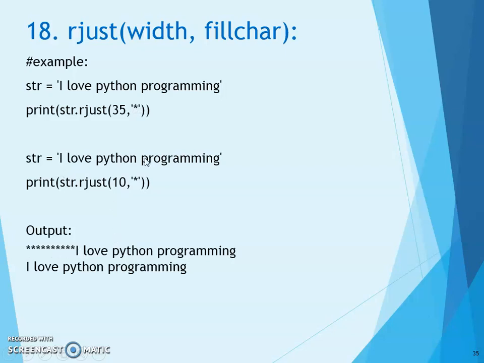Now here in this example again the string is same, but it is right justified with the width given as 10, where the length of the string is more than this 10. So the original string will be returned as a result.